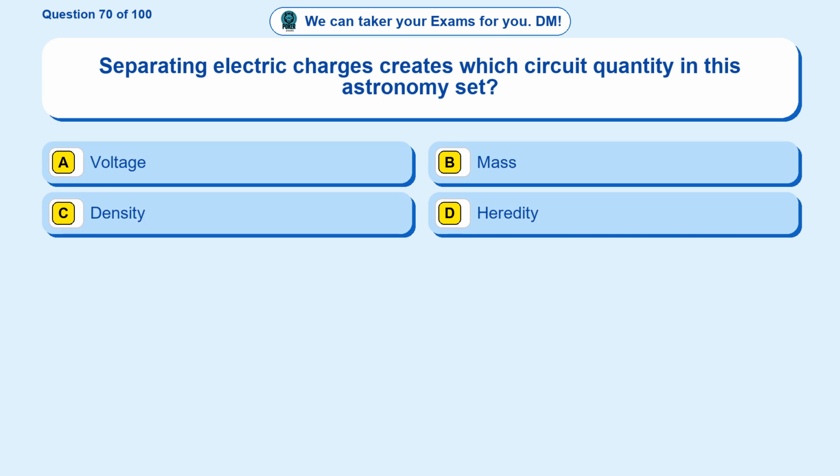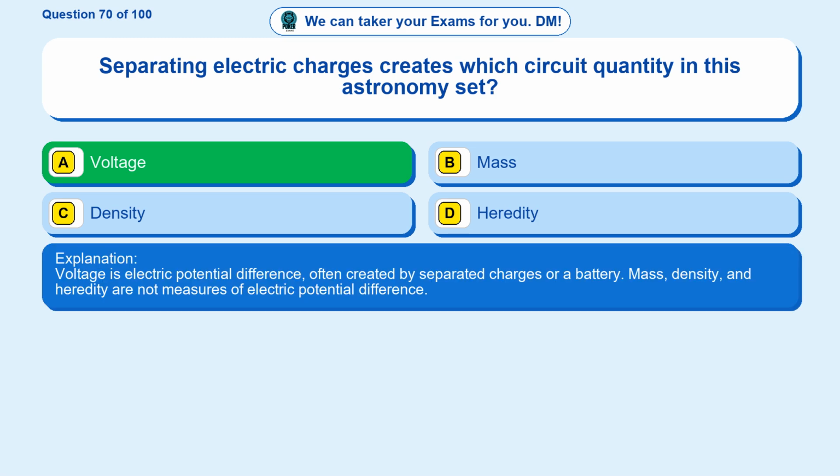Question 70. Separating electric charges creates which circuit quantity in this astronomy set? Option A, voltage. Option B, mass. Option C, density. Option D, heredity. The correct answer is option A. Voltage. Voltage is electric potential difference, often created by separated charges or a battery. Mass, density, and heredity are not measures of electric potential difference.